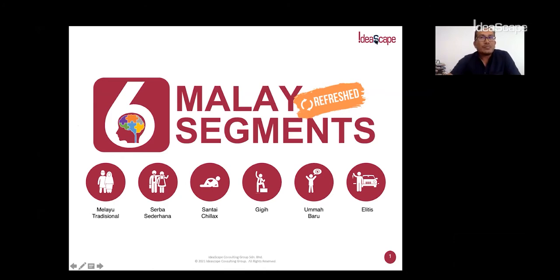I am one of the earlier consumers of this segmentation insights. I used it when I was heading the sub-brand of S26 a few years back, and by using this, we have grown the business like five times over the time.